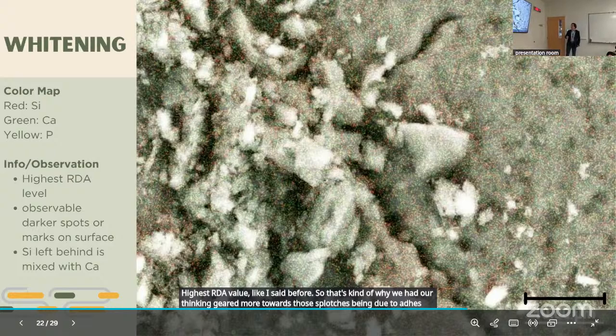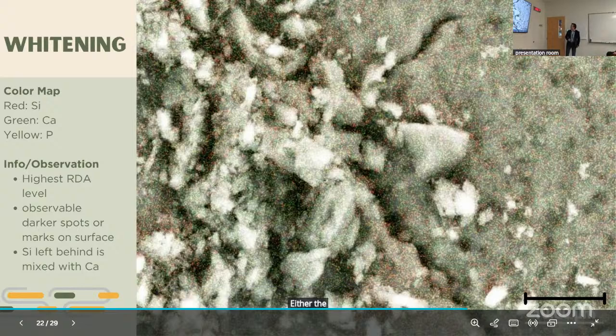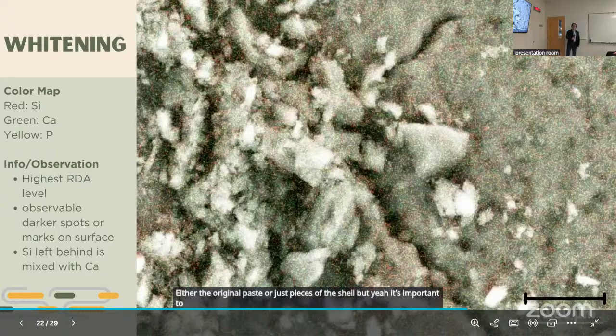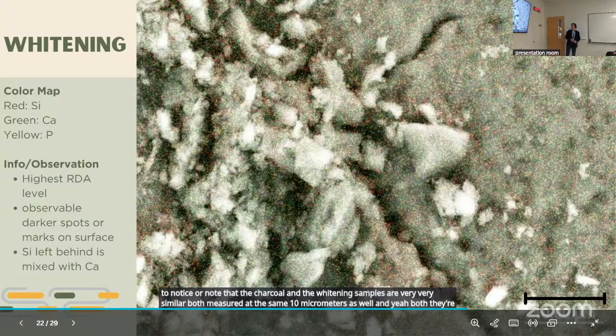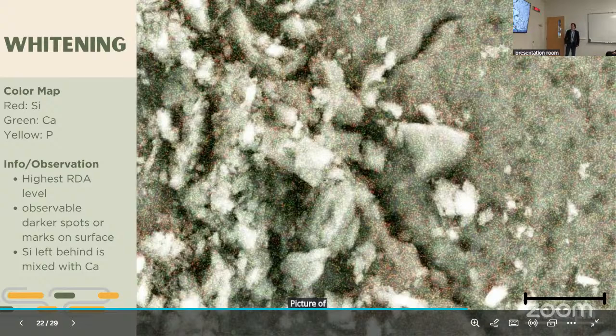And yet the silica that is left behind, you can see it mixed with what we believe to be either the original paste or just pieces of the shell. But it's important to note that the charcoal and the whitening samples are very similar, both measured at the same 10 micrometers as well. And both their higher RDA value and silica concentration paint a similar picture of what it looks like under the SEM.